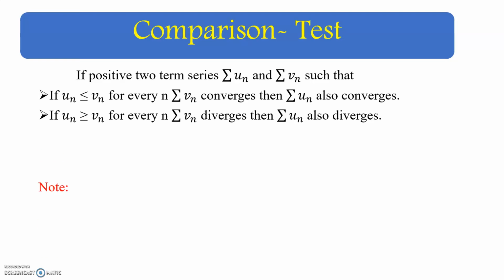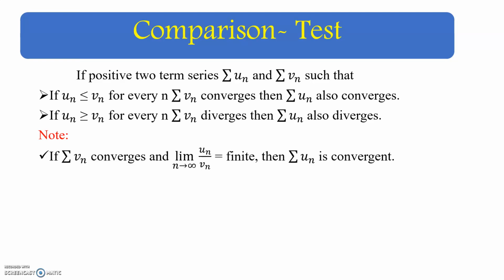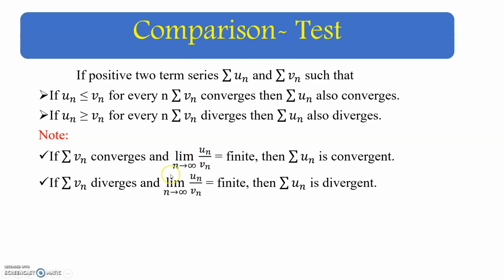Note, if summation vn converges and limit n tends to infinity, un by vn is equal to a finite value, then summation un is convergent. That is, if you take the limit of un by vn and the value is finite, then summation un is convergent. If summation vn diverges and limit n tends to infinity, un by vn is equal to a finite value, then summation un is divergent.